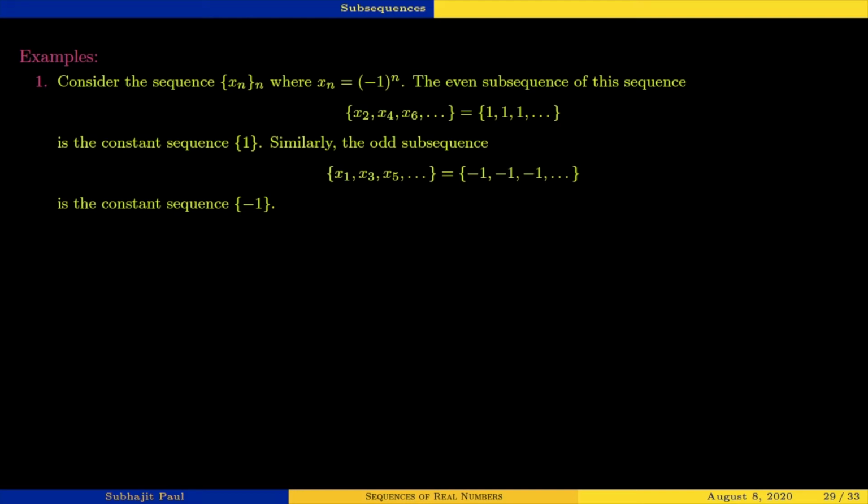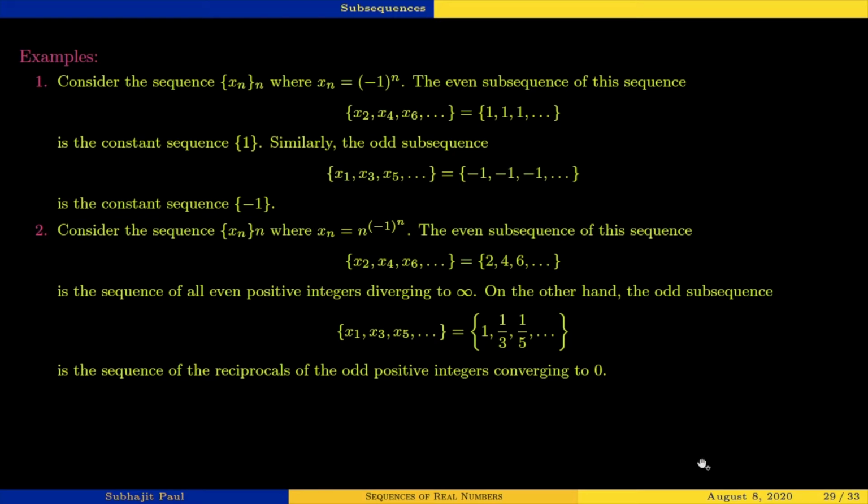Consider the sequence xn where xn is equal to minus 1 to the power n. The even subsequence of this sequence is x2, x4, x6, and so on, and they are all 1, 1, 1, 1, going on like this, the constant sequence 1. Similarly, the odd subsequence, that is with the odd indexed terms, x1, x3, x5, are all minus 1, minus 1, minus 1, that is the constant sequence minus 1.